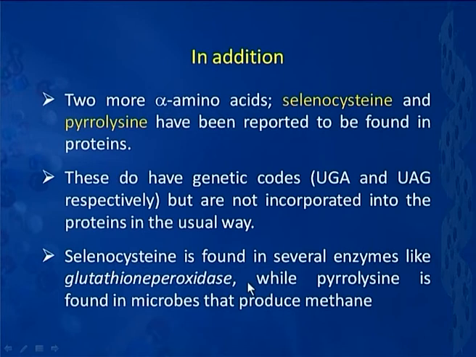Selenocysteine basically is found in a number of enzymes, for example, glutathione peroxidase, whereas pyrrolysine is found to be present in certain microbes that produce methane. This is just for the sake of information, that though we talk about 20 amino acids, we know that 2 more are added to the list, but more information is coming on these amino acids.